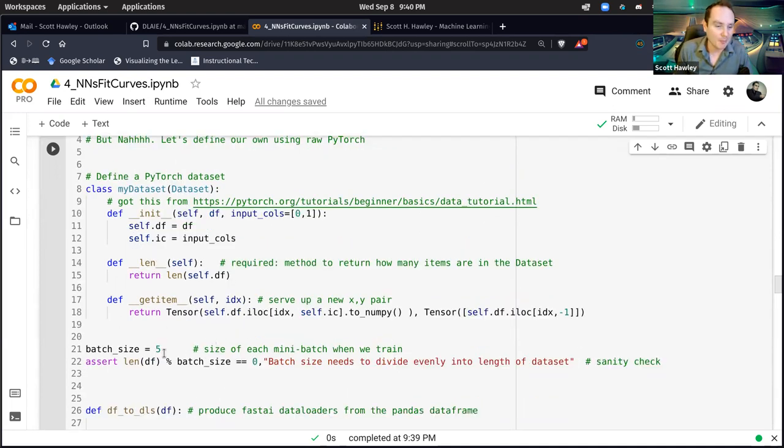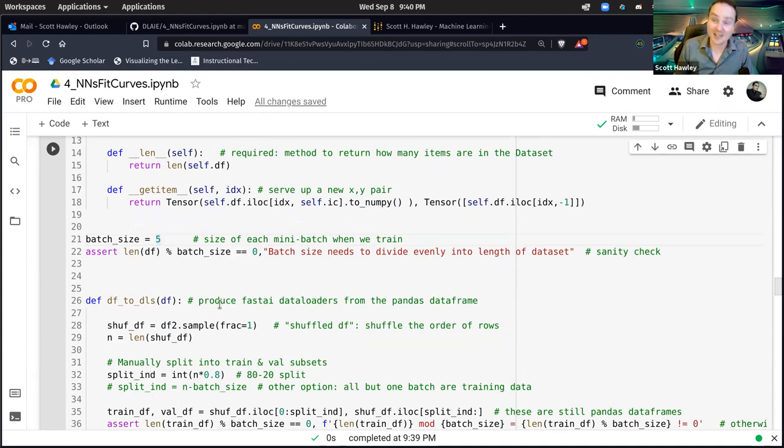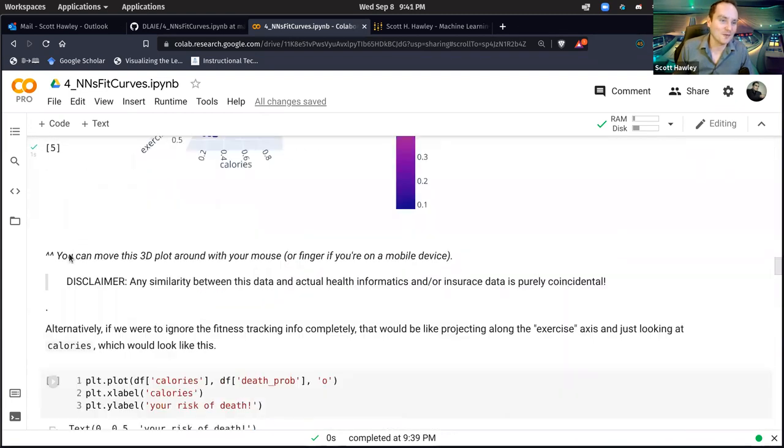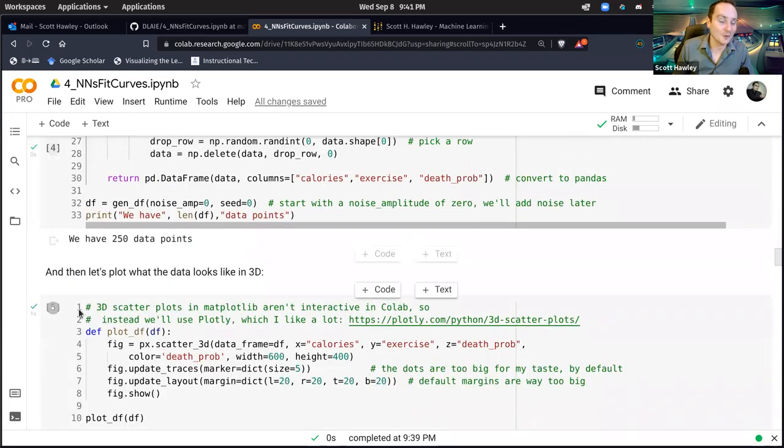Then there's this thing called batch size, which is important. That's essentially how many data points we're going to send in at a time. We can have larger or smaller batch sizes, and that's a whole other conversation that we'll have later on. For now, I just set it to 5, because I wanted a multiple of 5 for our number of data points. We had 250 data points.